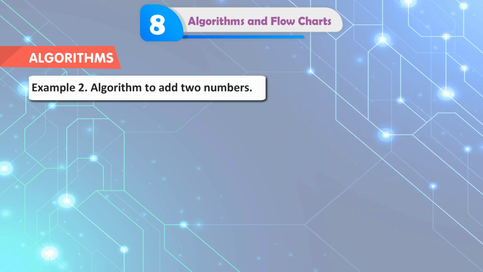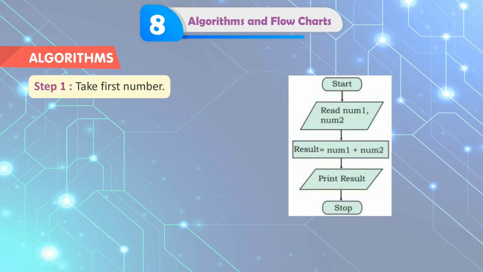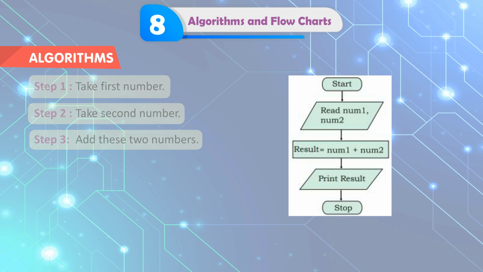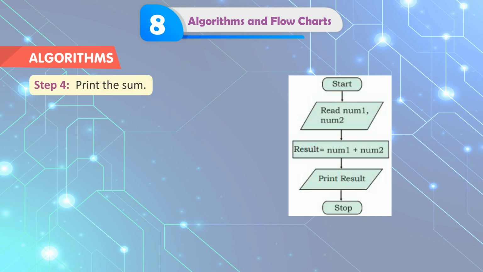Example 2. Algorithm to add two numbers. Step 1. Take first number. Step 2. Take second number. Step 3. Add these two numbers. Step 4. Print the sum. Step 5. Stop.